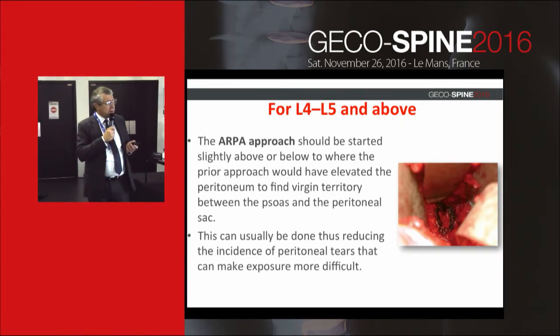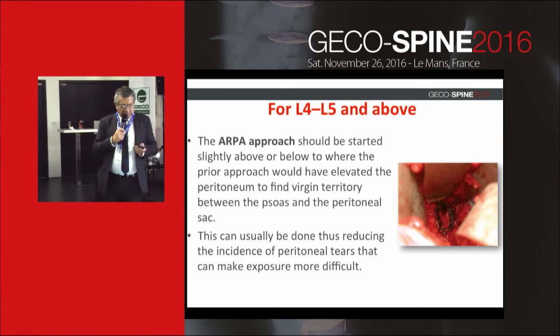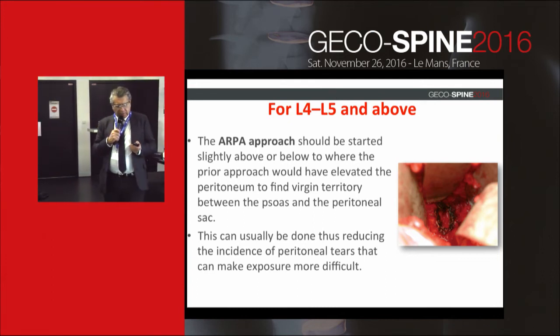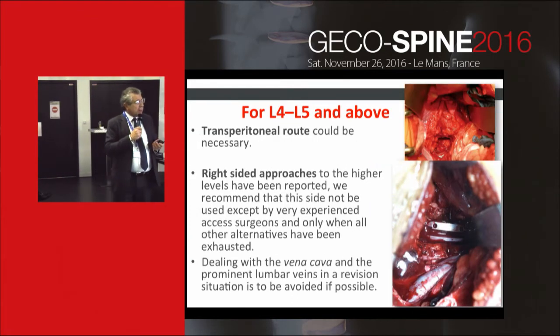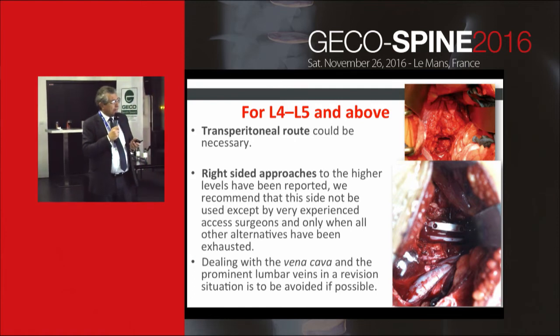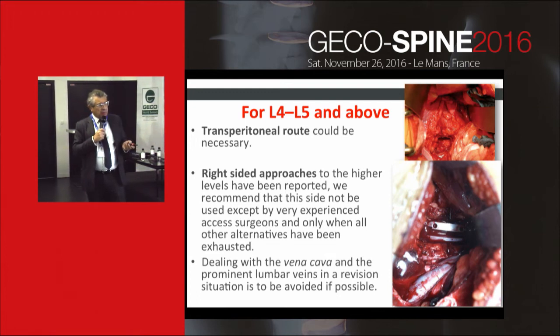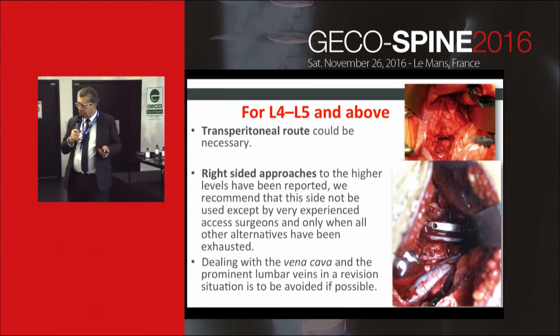The approach should be started slightly above or below where the prior approach will have elevated the peritoneum to find virgin territory between the psoas and the peritoneal sac. This can usually be done, thus reducing the incidence of peritoneal tears that can make exposure more difficult. Transperitoneal could be necessary in some cases. Here you have a right-sided approach. It could be done in the first case, but it could be difficult in revision surgery. We do not recommend it in case of revision surgery.